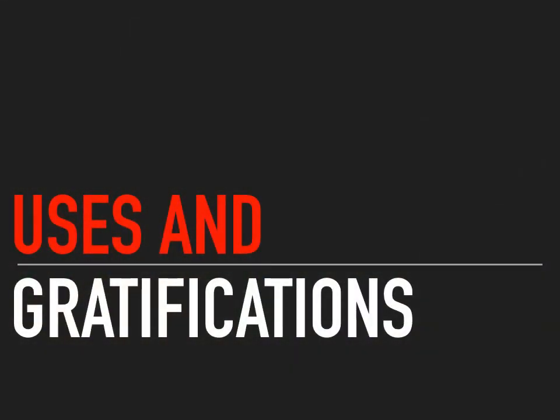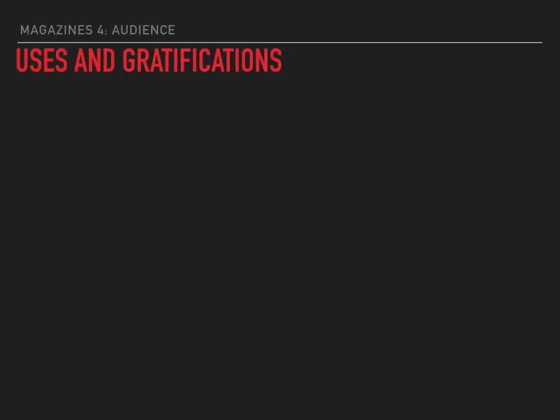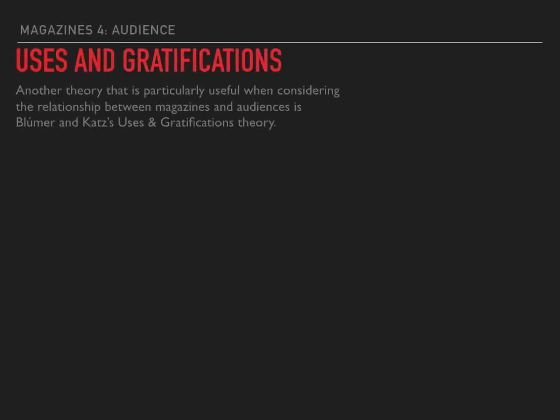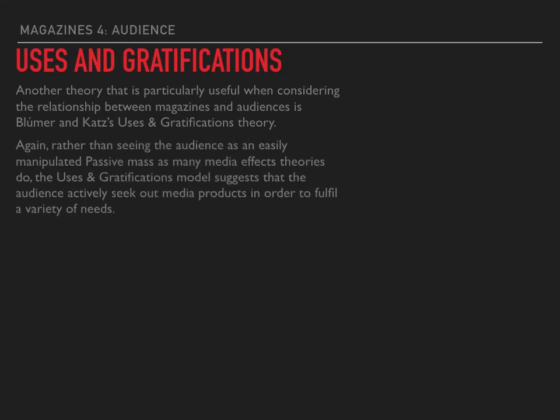So we move on to our final section in this audience session and look at the uses and gratifications model as well as other appeals, really. And of course, this theory is particularly useful when considering the relationship between magazines and audiences, developed by Blumler and Katz in the 1970s. And again, rather than seeing the audience as an easily manipulated passive mass, as many effects theories from around that time did, the uses and gratifications model suggests that an audience actively seek out media products in order to fulfill a variety of needs that they have. And they, Blumler and Katz, outlined 4 different needs.